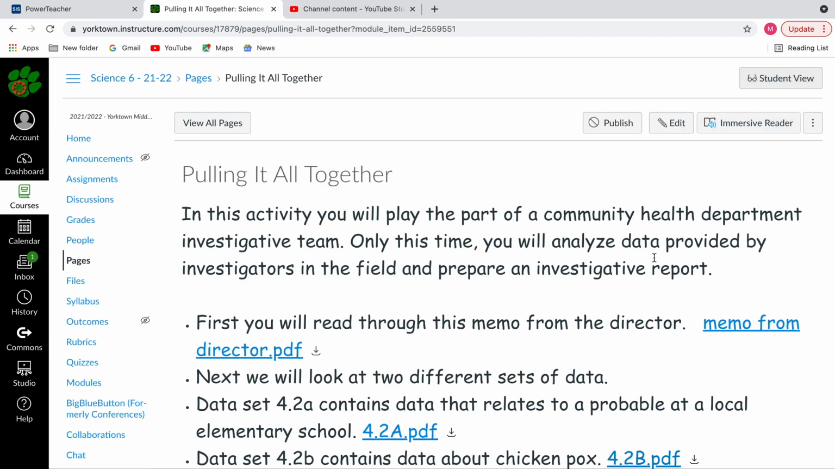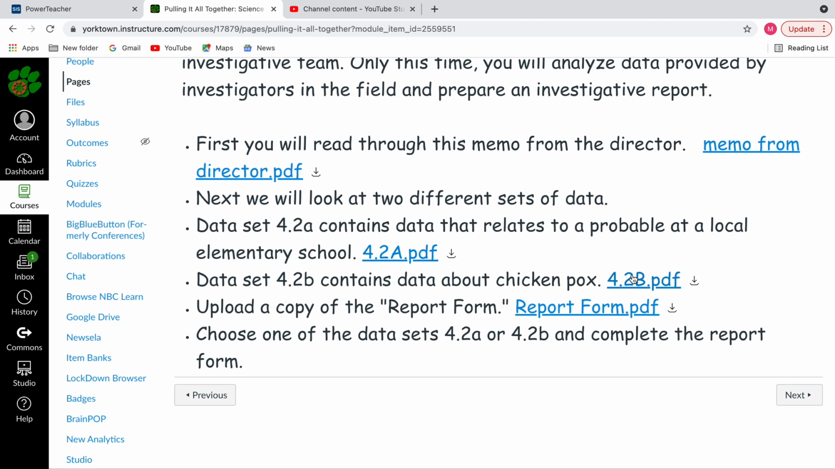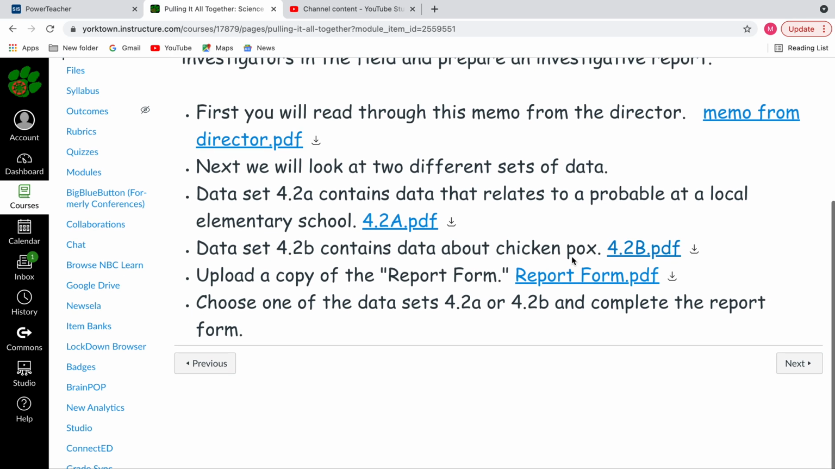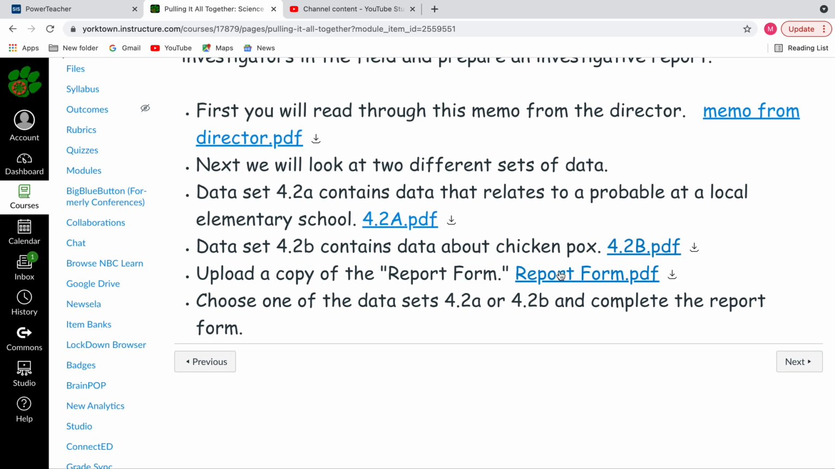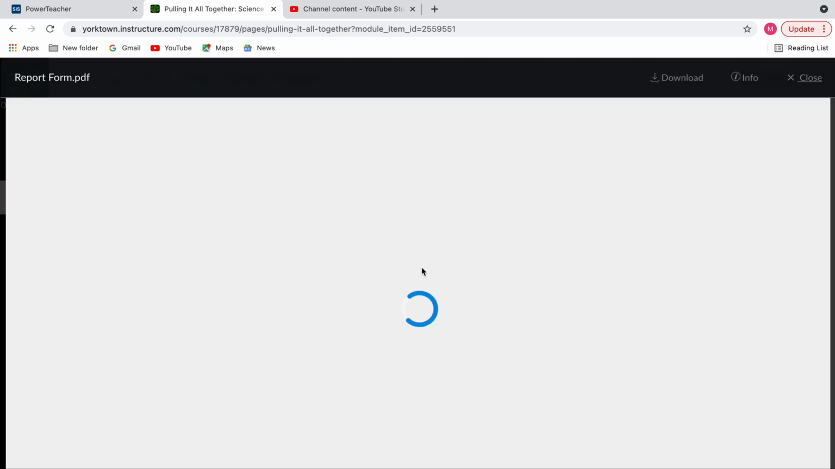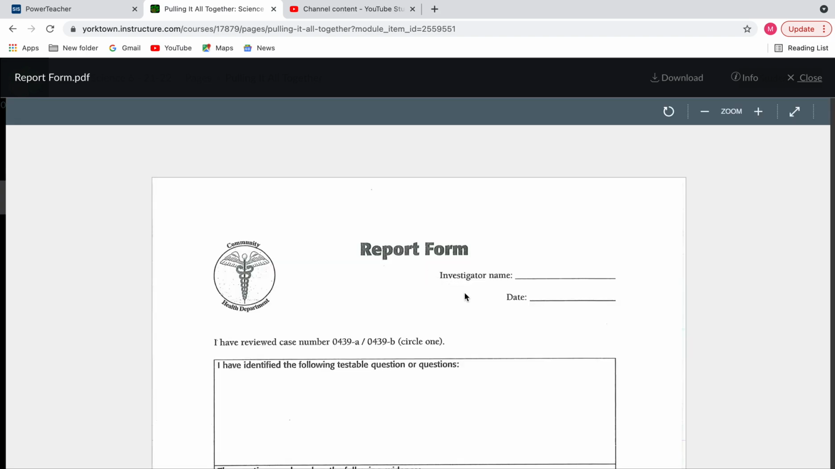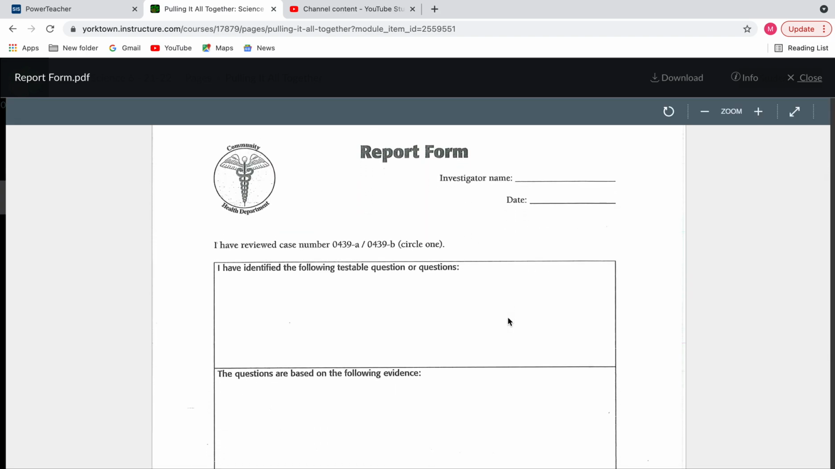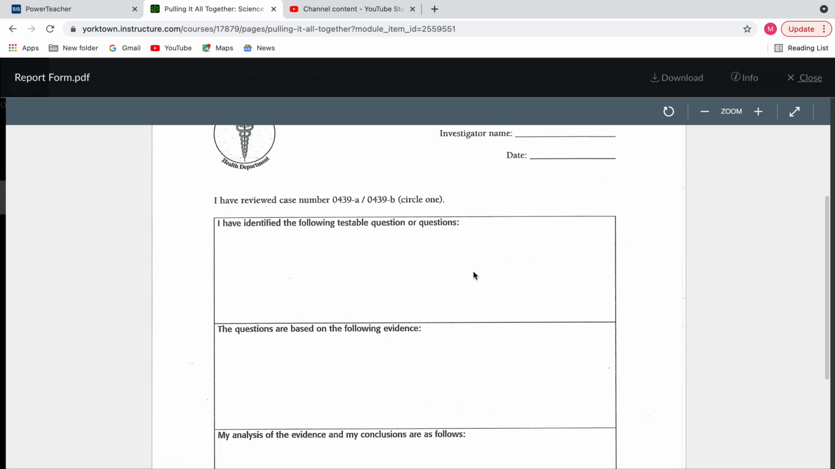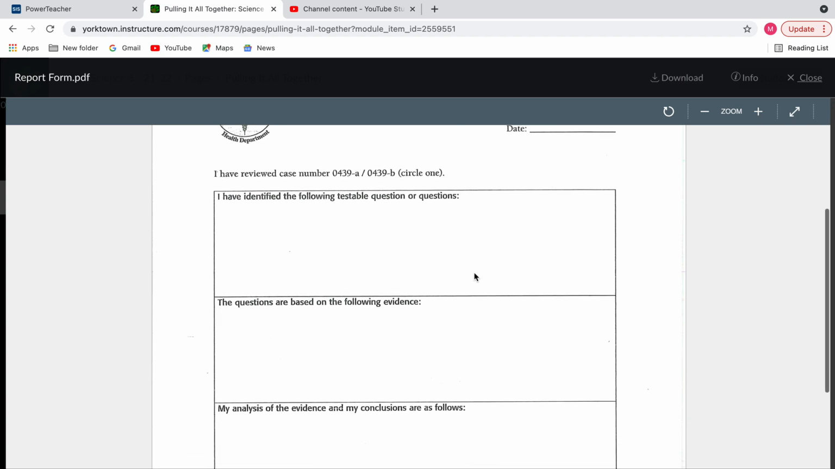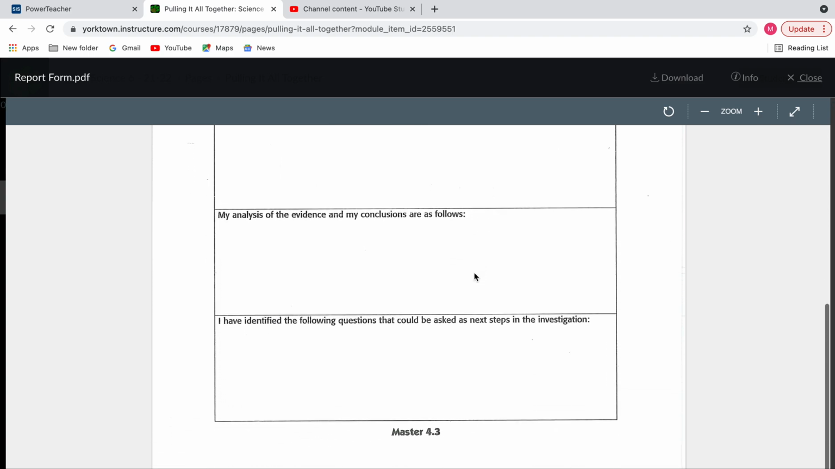So there are your 2 data sheets. You will choose one of those 2, either 4.2A or 4.2B. And you will upload this report form. You will use either datasheet 4.2A or datasheet 4.2B, and you will use this report form to go through and complete each section.